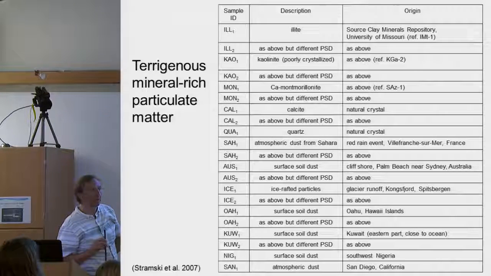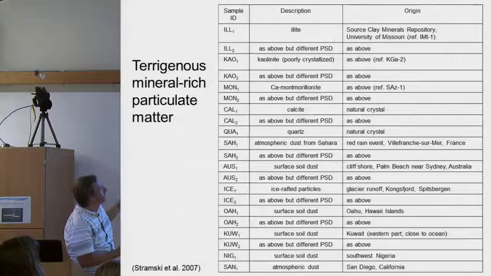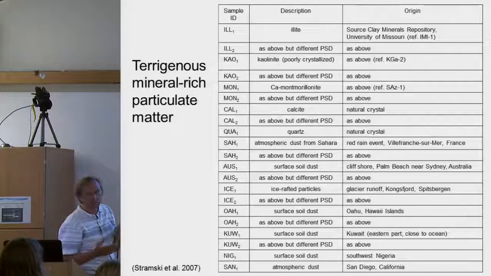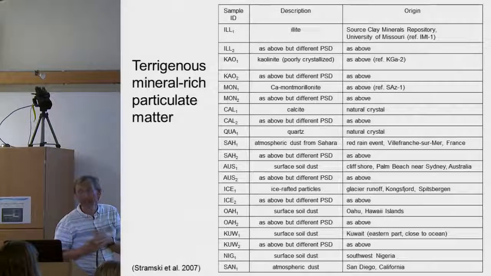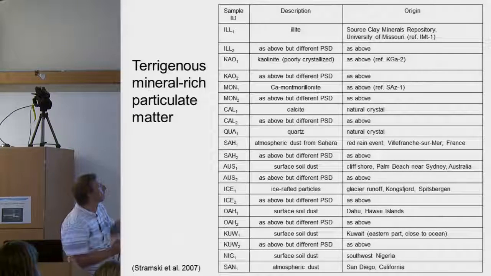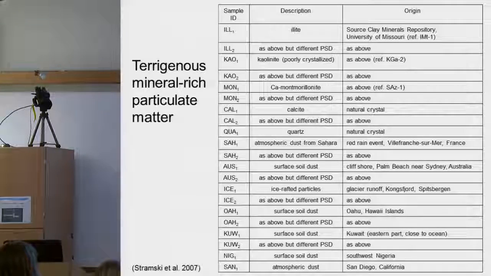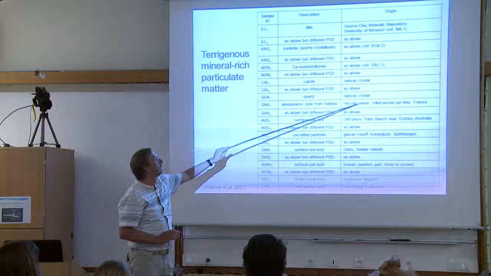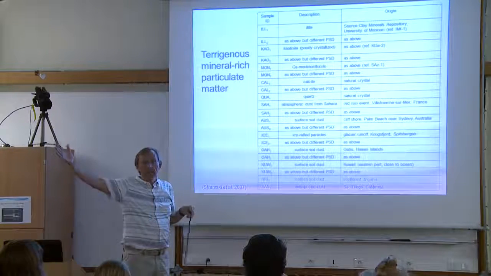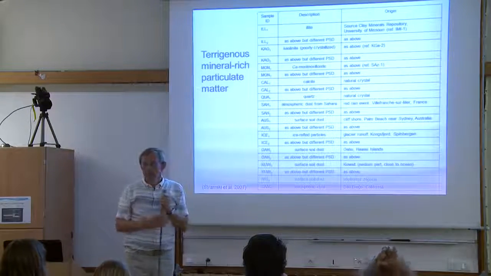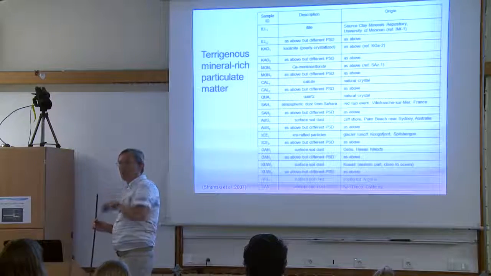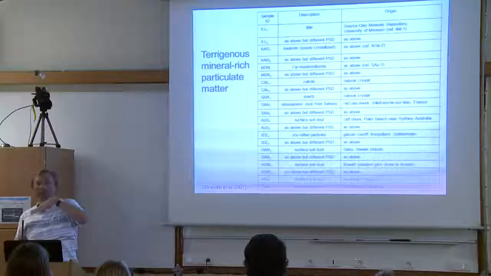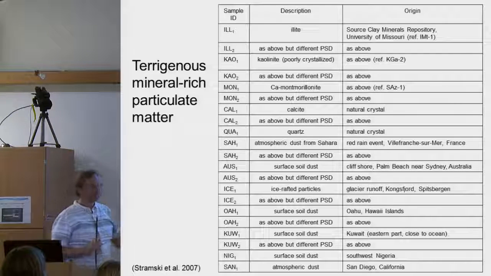You can measure total mass concentration of particles suspended in water. You can measure organic carbon concentration, and by ratioing you can get an idea whether you have a significant or insignificant effect of organic particles. They come from different environments. One was actually collected here during a red rain event when the Saharan dust came over Villefranche, and you could see a beautiful red powder settling everywhere in Villefranche.